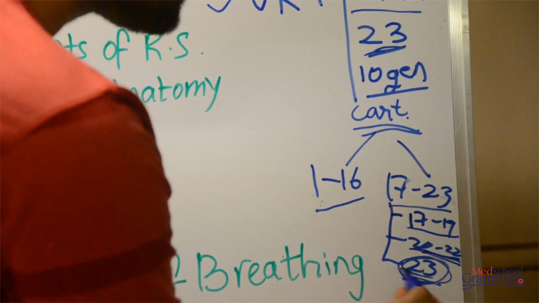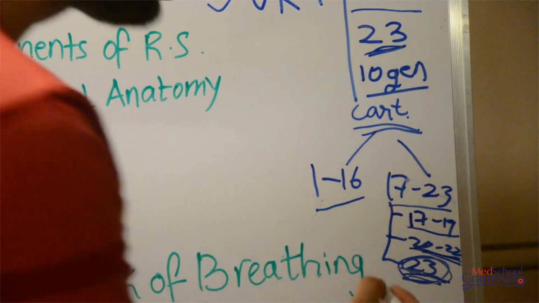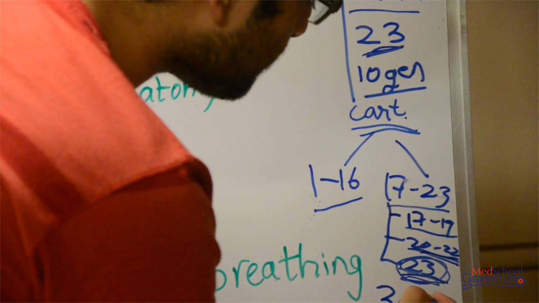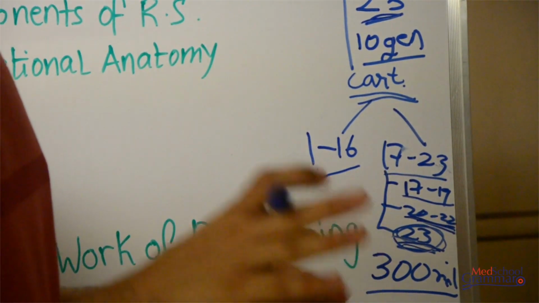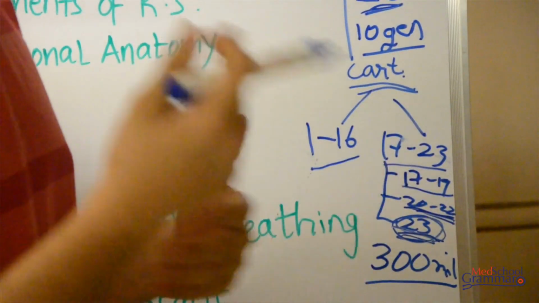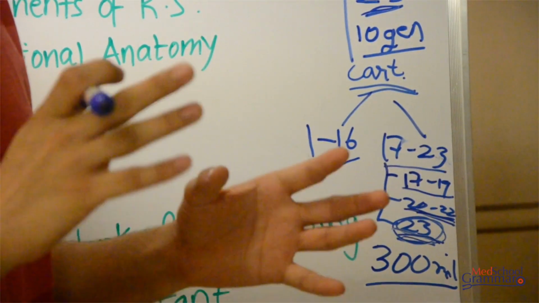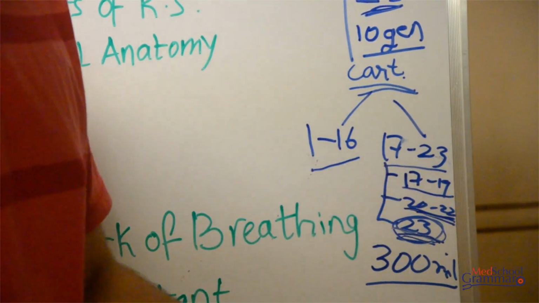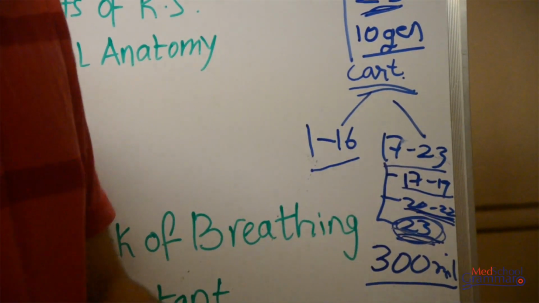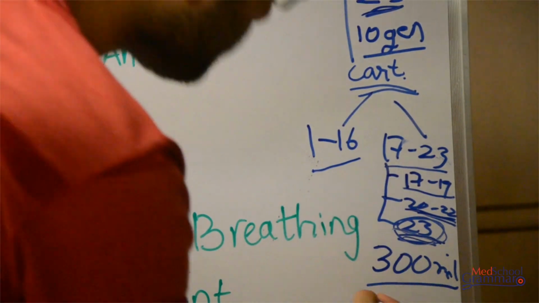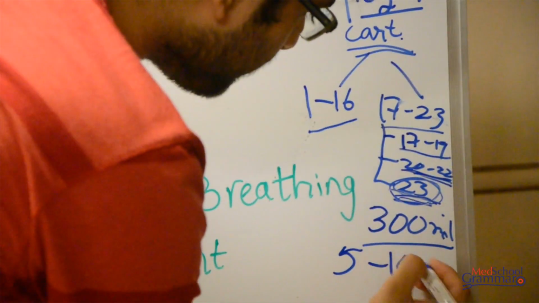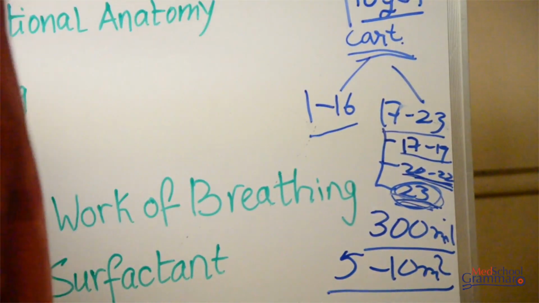These alveolar sacs are the alveoli. There are 300 million alveoli present in each of your lungs. To explain how many they actually are, if you spread them out on the ground, they can cover up to 5 to 10 meter square area.